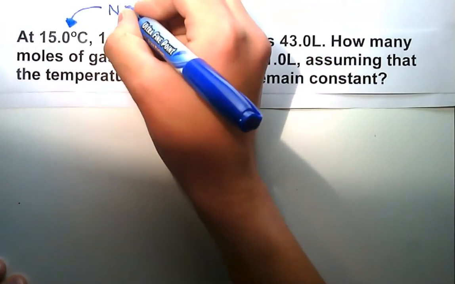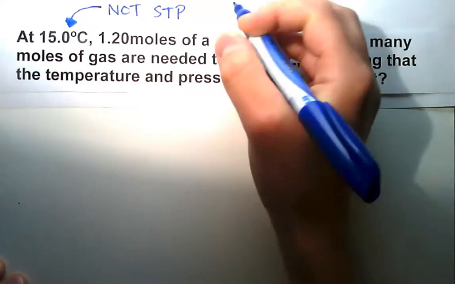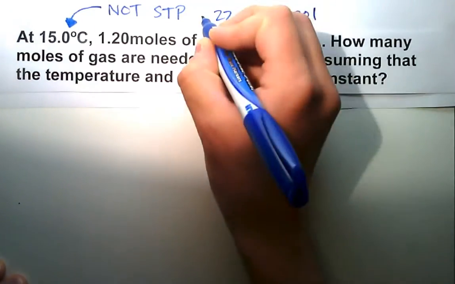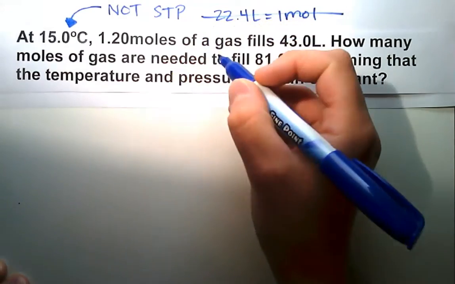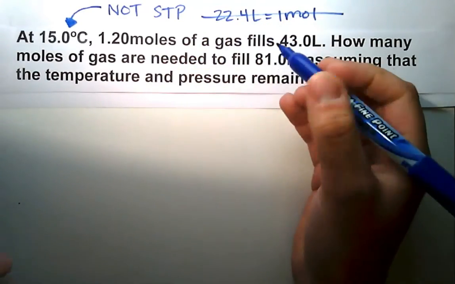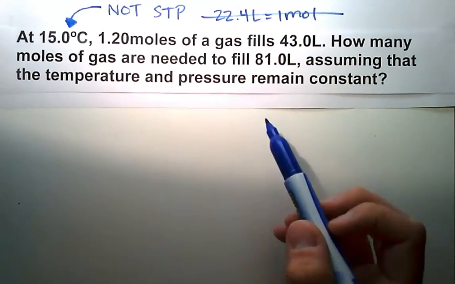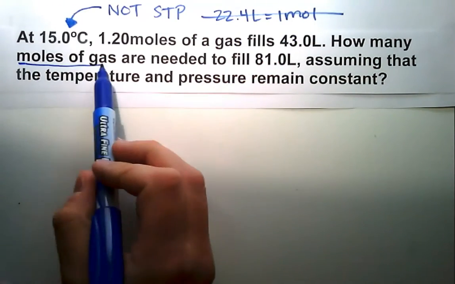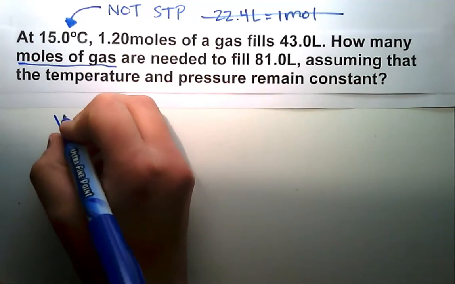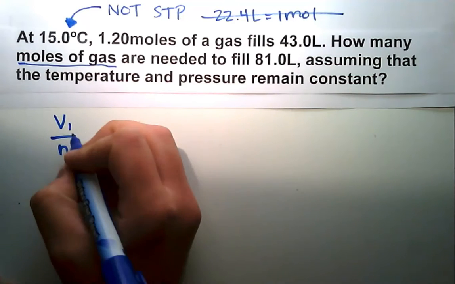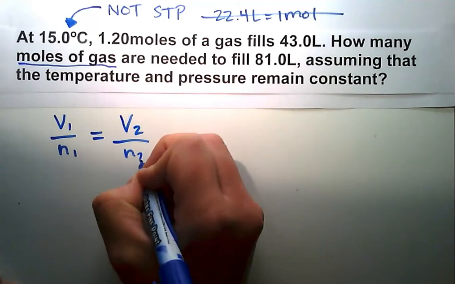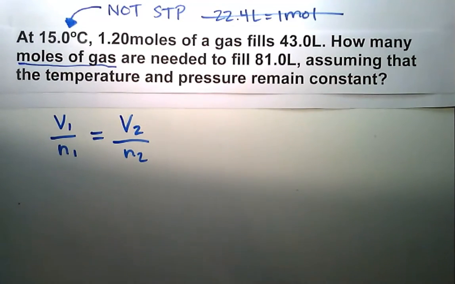Celsius, which is not STP. So we cannot use 22.4 liters equals 1 mole for this problem. We cannot use that because we're not at STP. So instead of using 22.4 liters, we are going to have to solve for our variable of how many moles of gas are needed to fill 81 liters by using the proportion V1 over N1, or initial volume over the initial number of moles, equals V2 over N2, or the final volume over the final number of moles.